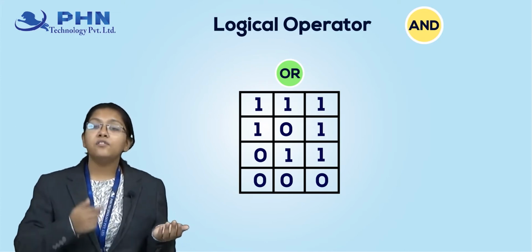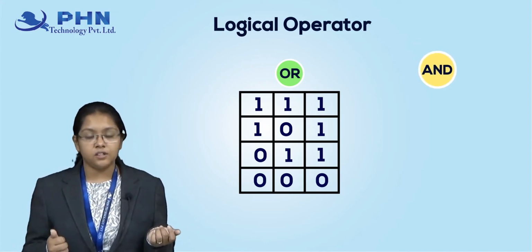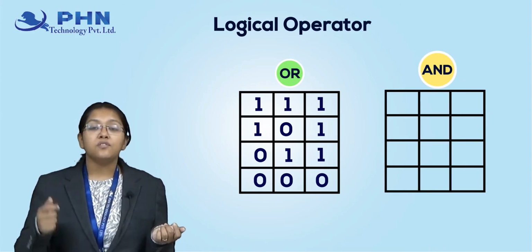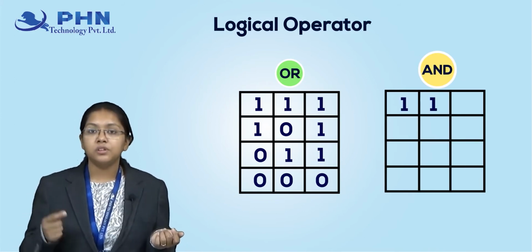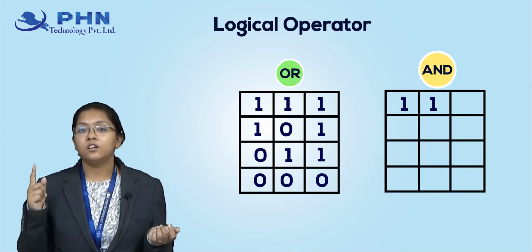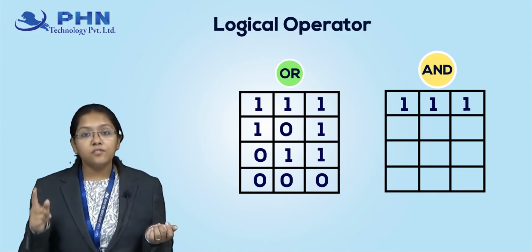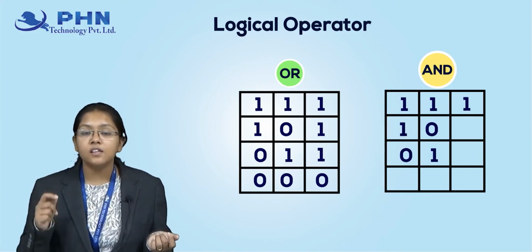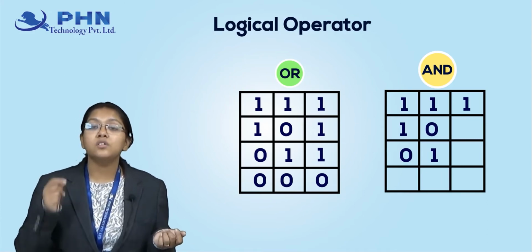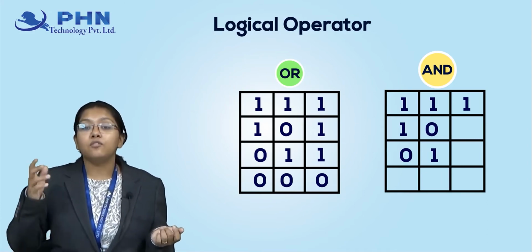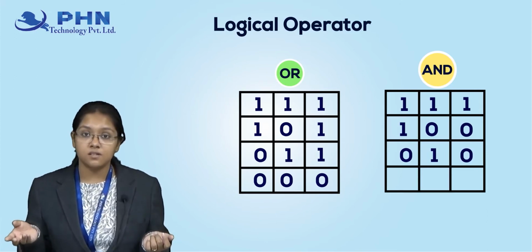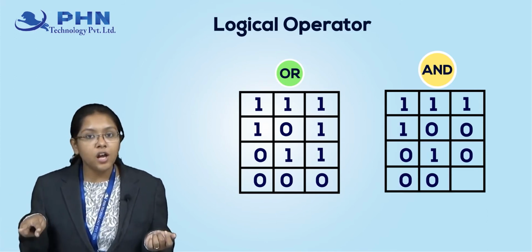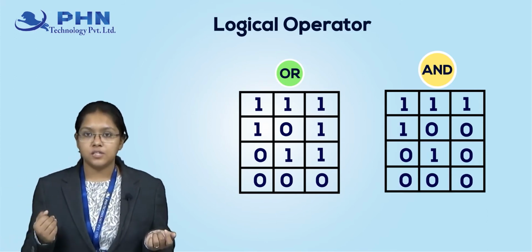Okay. And now if I consider your AND operator, then what is the truth table over there? If we have both the values as true, then only we will have the answer as true. And if any one of the values is false, we will get false as the answer. And if both the values are false, then definitely false.